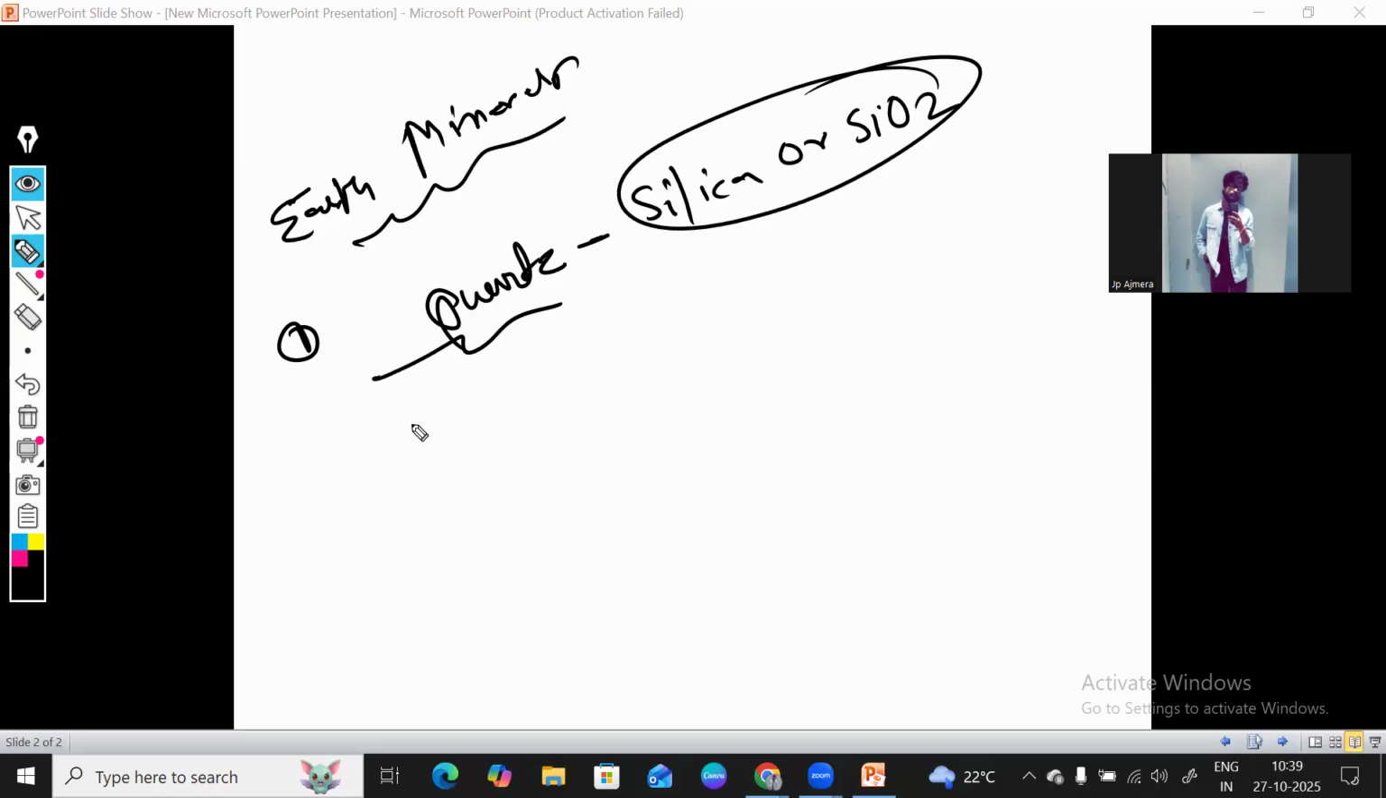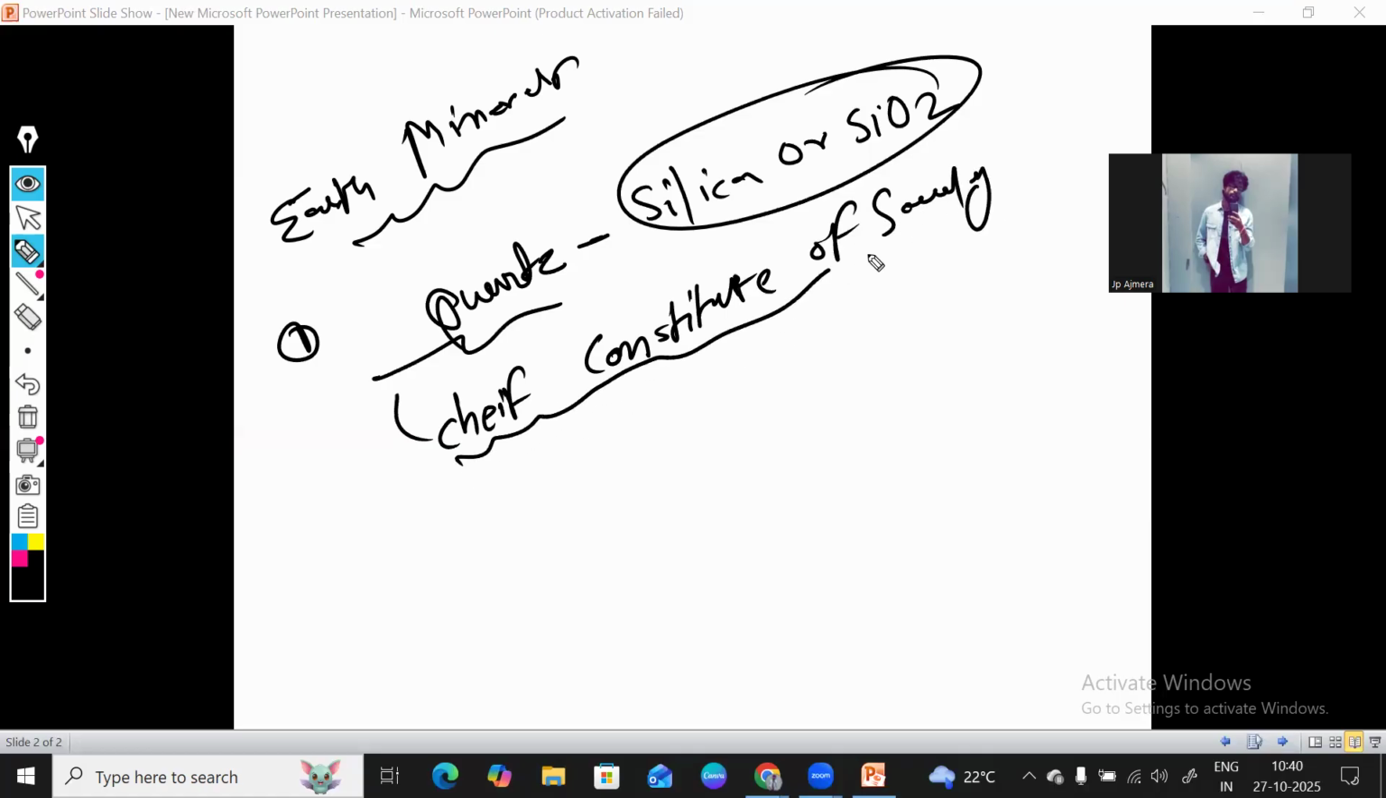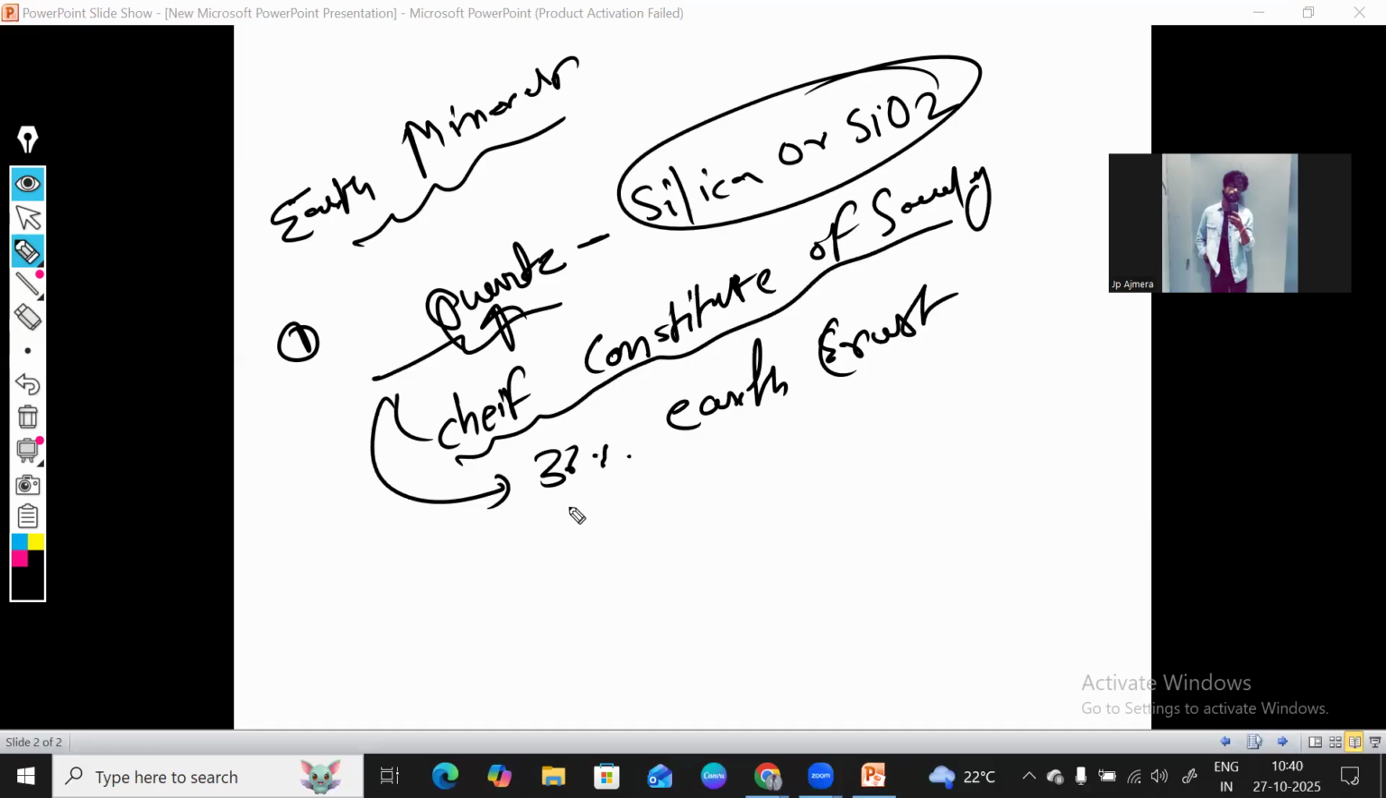So quartz is a chief constituent of sand. Sand is majorly made up of quartz, its dominant mineral. You can simply say quartz occupies 36% of the earth crust. That 36% in the earth crust is formed by quartz.